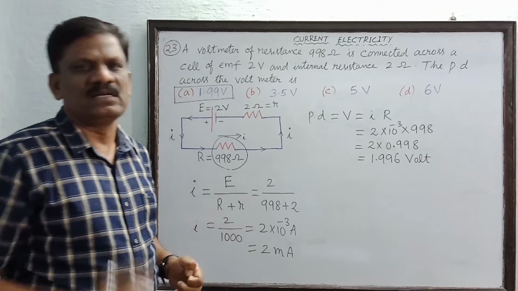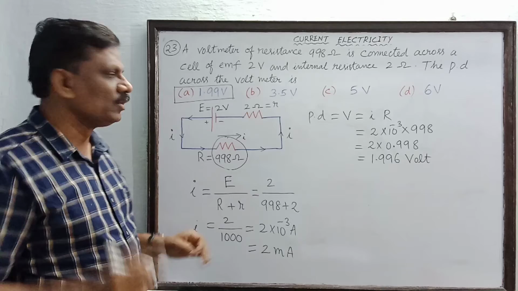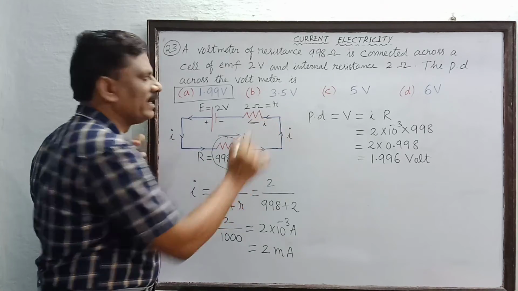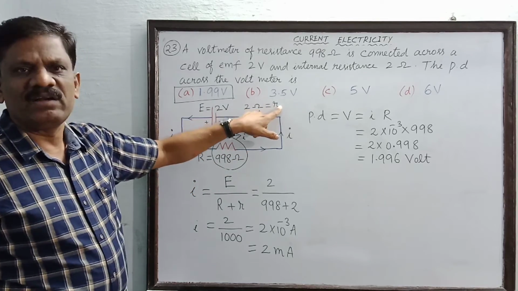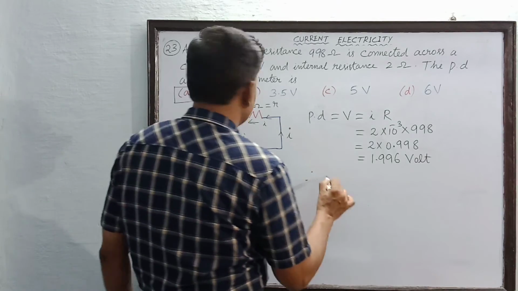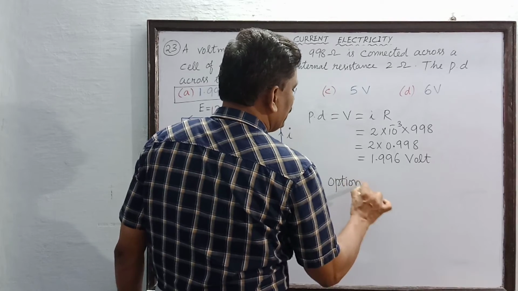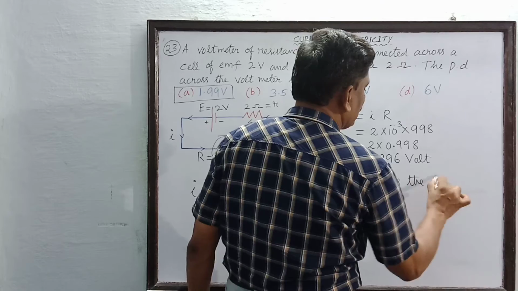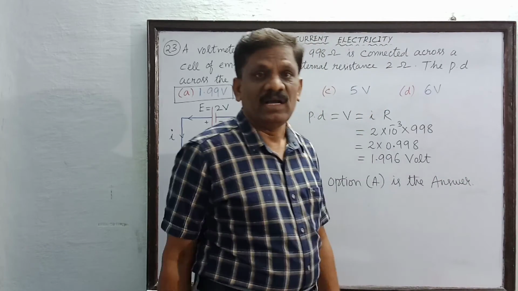Now one more method is also there. The potential difference across the cell must be equal to the EMF minus I into small r, is it not? So 2 minus I into small r, if you substitute, the same value comes. Therefore option A is the correct answer. I hope you have understood.